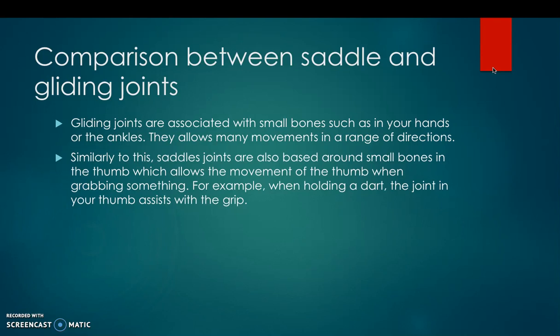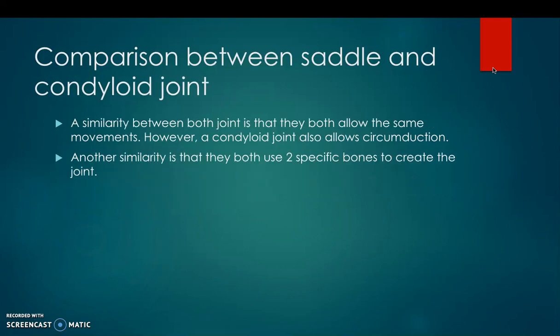Comparisons between saddle and gliding joints. Gliding joints are associated with small bones such as in your hands and or the ankles. They allow many movements in a range of directions. Similarly to this, saddle joints are also based around small bones in the thumb, which allows the movement of the thumb when grabbing something. For example, when holding a dart, the joint in your thumb assists with the grip.